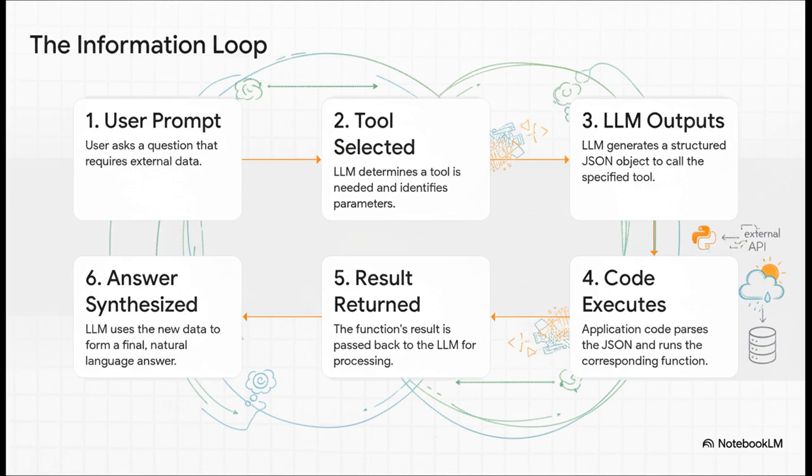Fourth, our application code sees that JSON, parses it, and actually executes the function. Fifth, the result from that function call, say 22 degrees and sunny, is returned. And finally, in step 6, that new piece of data is passed back to the LLM, which now has the context it needs to create a final natural language answer for the user. That's the full round trip.